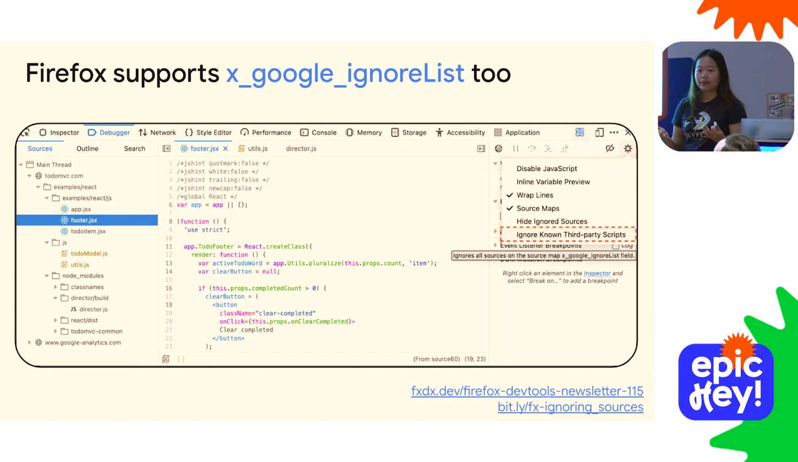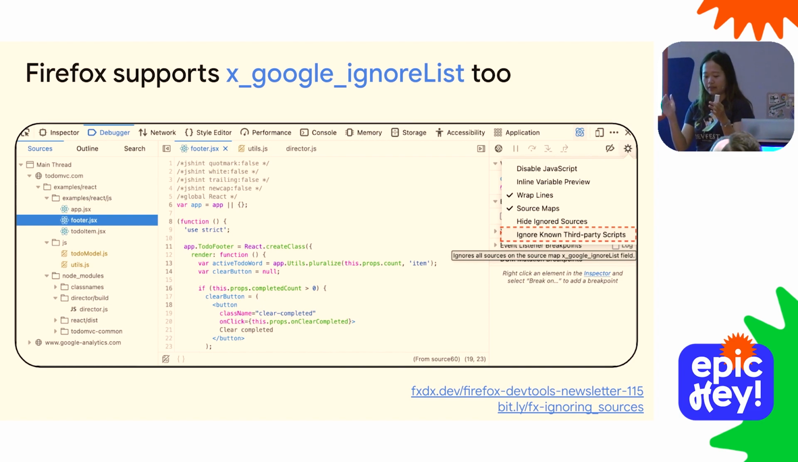Okay, so the good news is if you don't use Chrome DevTools, that's fine. You can use Firefox DevTools as well. They support the same setting. So if you are debugging with Firefox DevTools, what you can do is click on the setting and ignore the third-party script. That works as well. So you might feel a bit weird, hey, why does Firefox support x_google_ignoreList, there's a Google word there, right?